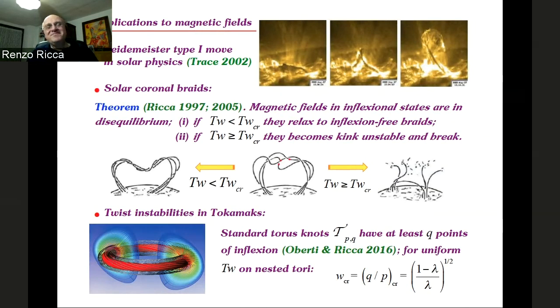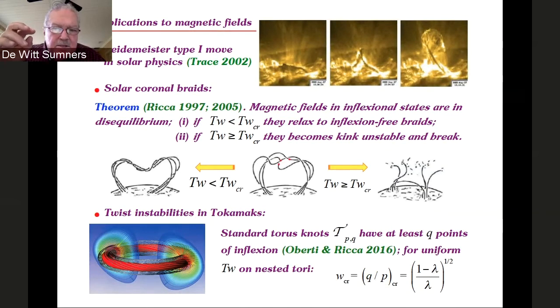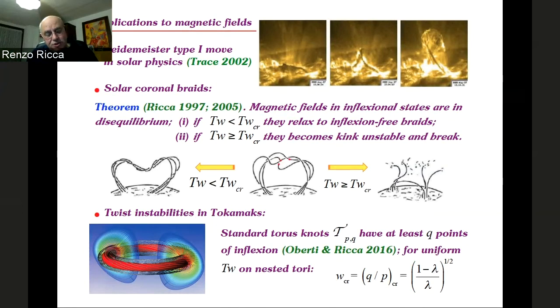Any questions? Yeah, Renzo, I had a question. In the kink instabilities, the field lines actually break, and that's where the energy comes from. Exactly. It's definitely a reconnection event. When you say they break, they do break.